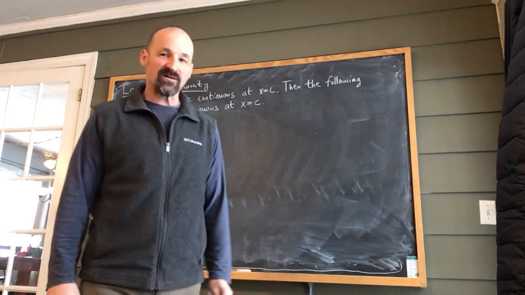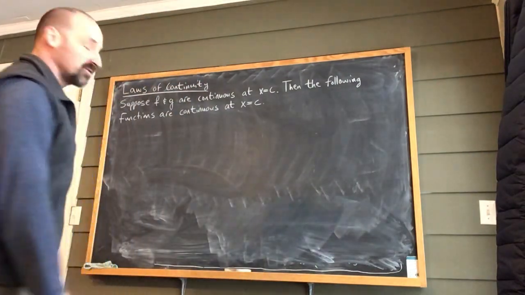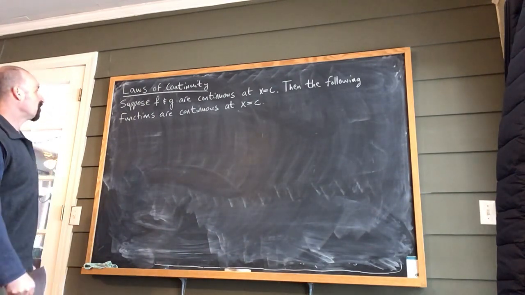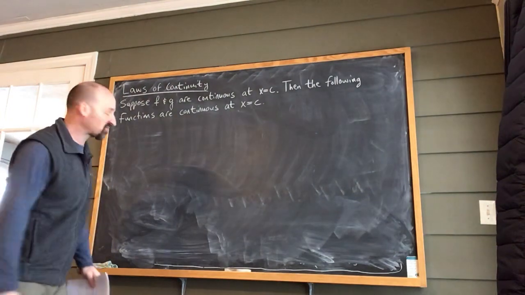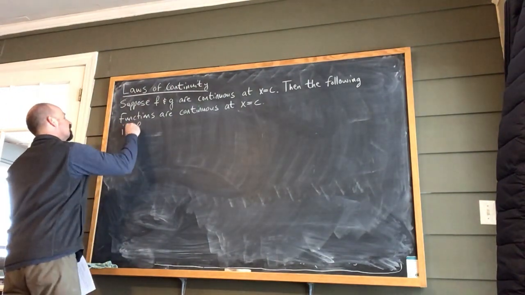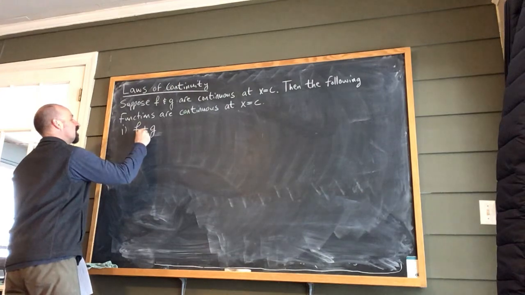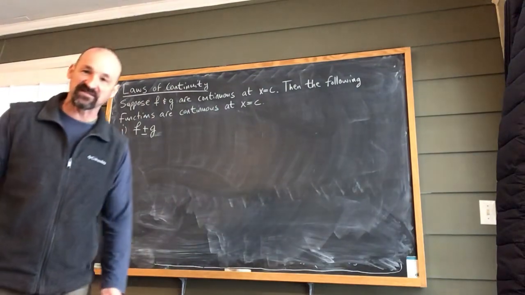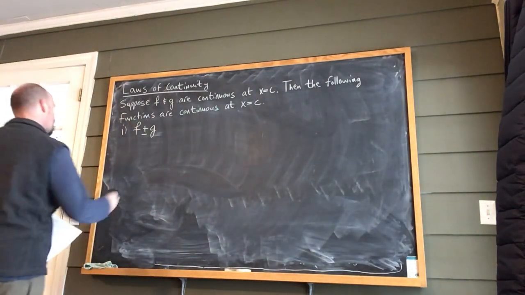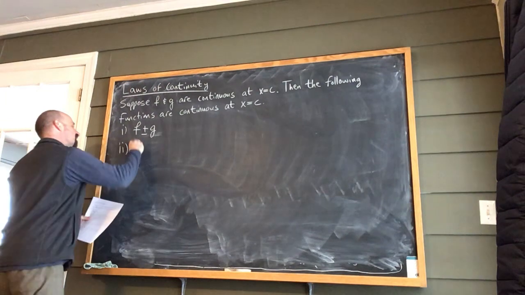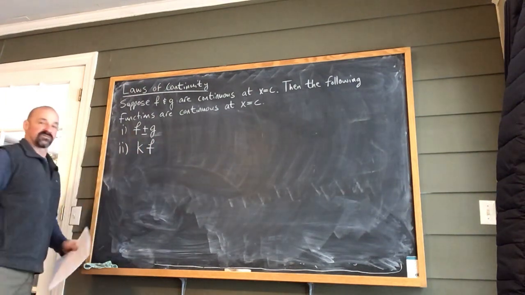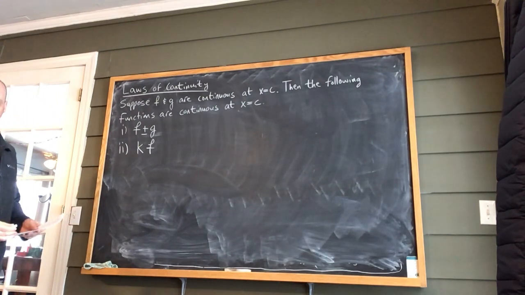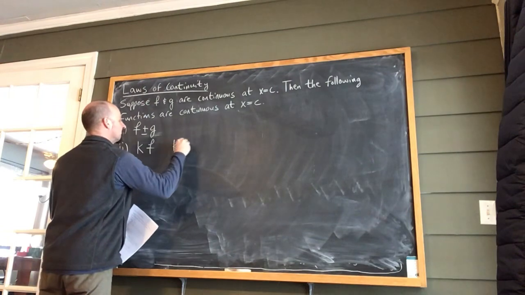All right, well, let's start with some laws of continuity. Let's suppose that f and g are continuous at x equals c. Then the following functions are continuous at x equals c. The function f plus g, or f minus g. The sum or difference of two continuous functions is itself a continuous function. Let's call this 2, and let's say k is a constant here. So the constant times a continuous function is a continuous function.